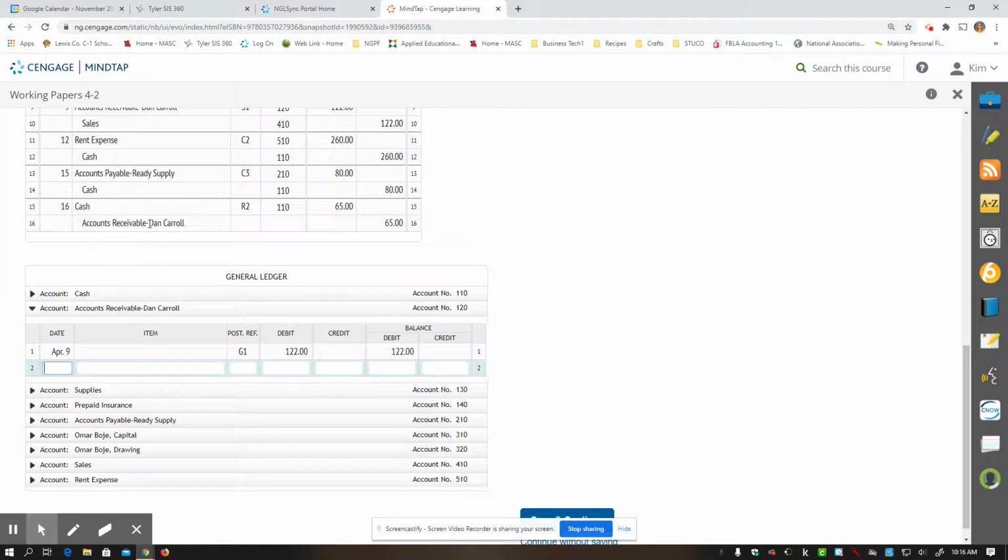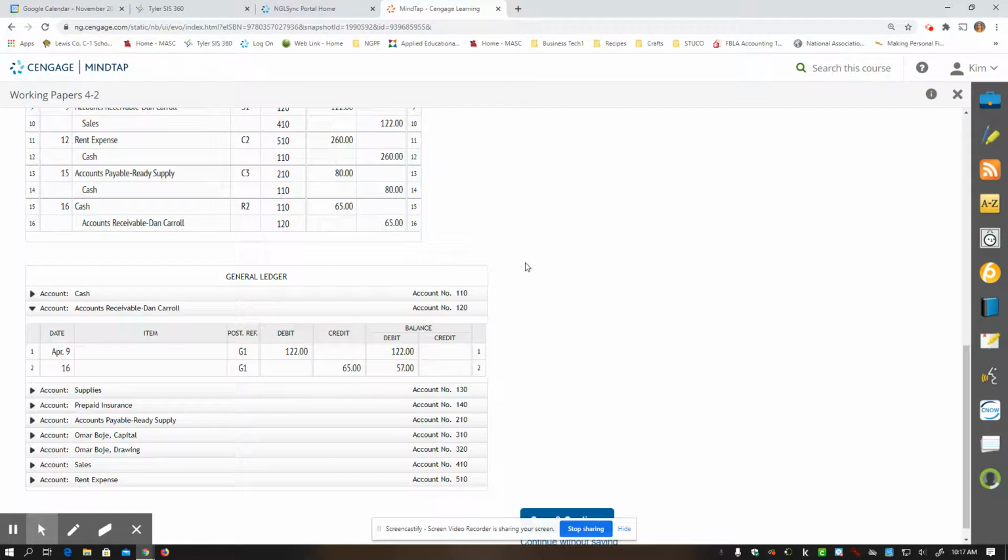16. So next account is accounts receivable, Dan Carroll. So we're going to take the 16, G1. It is a credit for $65. Notice our balance is a debit, right? Now we're going to have to subtract $65 from that. So 122, and on a calculator you press plus 65 minus. So now you have a debit balance of $57. So essentially this means Dan Carroll owed us $122, and he paid us 65 of that, so he still owes us a total of 57, right? It's like an IOU, isn't it? Just give us 57. Okay. Take up here and put 120.